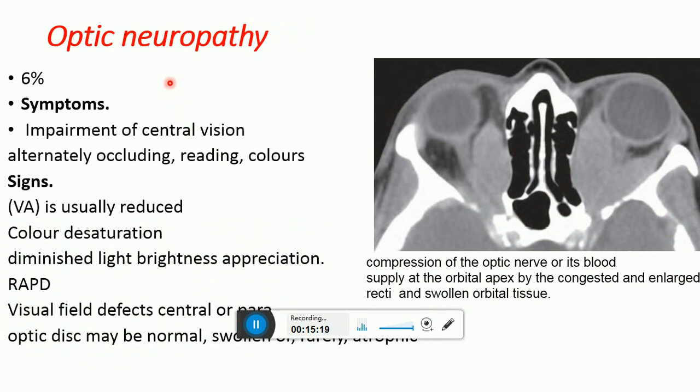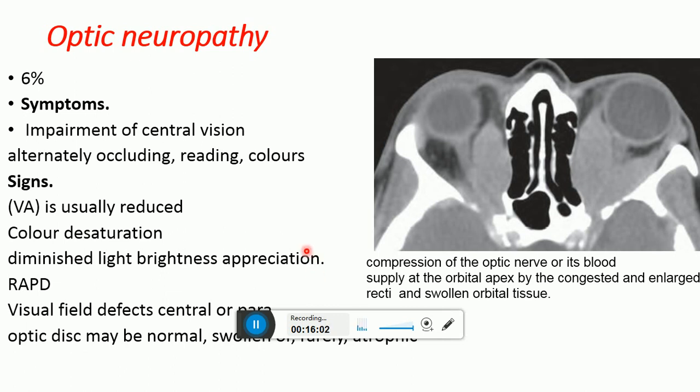Optic neuropathy is fairly common, up to 6%. It is a serious complication caused by compression of the optic nerve or its blood supply at the orbital apex by congested and enlarged recti and swollen orbital tissues. Here you can see compression of the optic nerve and its blood supply at the orbital apex. Such compression, which may occur in the absence of significant proptosis, may lead to severe visual impairment if adequate and timely treatment is not instituted.